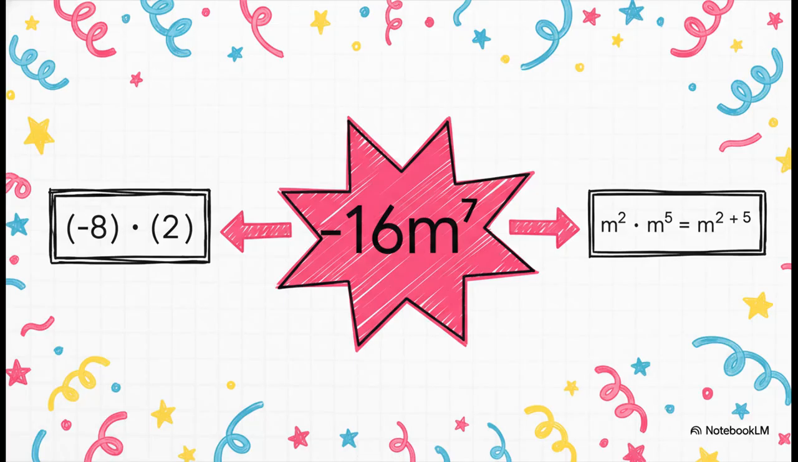Okay, you back? You ready? The answer is negative 16m to the 7th. Yes! How do we get there? Well, first, we multiply the coefficients. Negative 8 times 2 is negative 16. Then, for our variables, we keep the base, m, and we add those exponents. 2 plus 5 is 7. Stick them together and you get negative 16m to the 7th. If you got that right, awesome job.